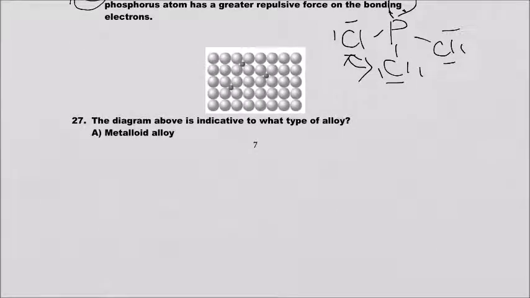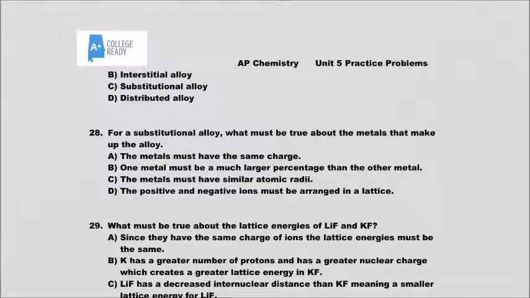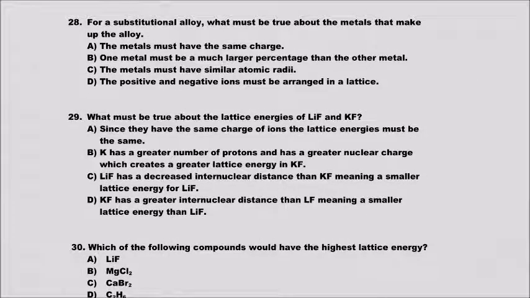The diagram above is indicative to which type of alloy? So I notice I've got this one size atom, and then I see a few really small ones tucked in the gaps, and that would represent, hopefully you remember, B, that is interstitial. 28, for a substitutional alloy, what must be true about the metals that make up the alloy? Well, for the substitutional, you just have to read for the right explanation. And it is C. You want similar sizes.